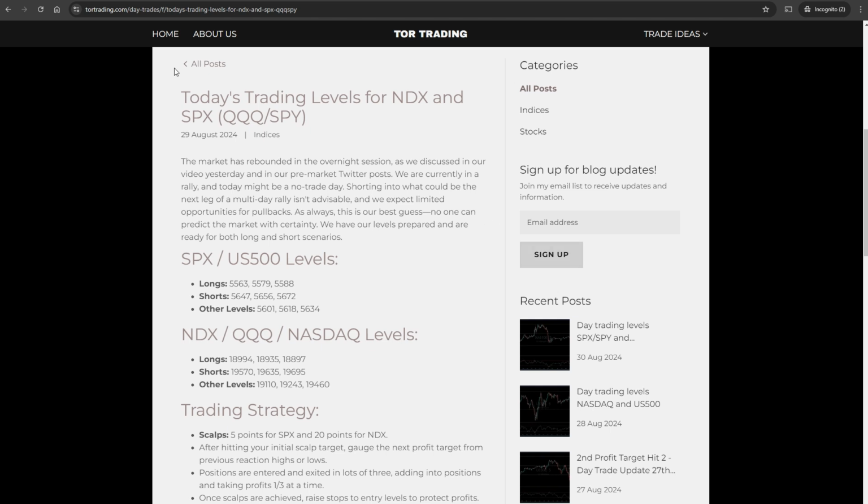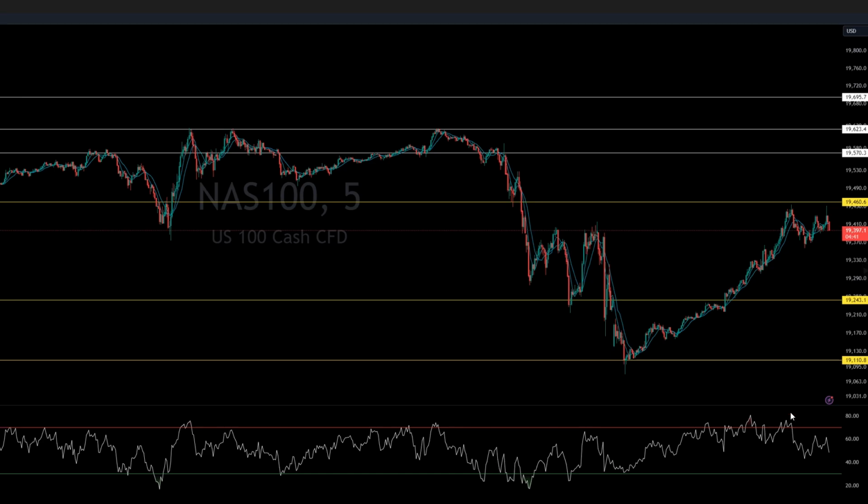So that was another win. That's the 7th win in a row now. Here you can see the pre-market levels posted. And these are what the levels look like marked up on the chart.